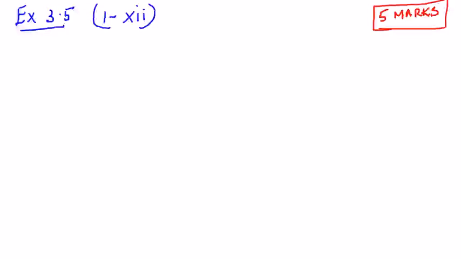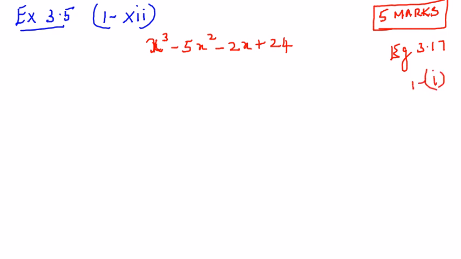Exercise 3.5, the first sum, the 12th subdivision, which is factorize x cube minus 5x squared minus 2x plus 24. You have to factorize using synthetic division, right? This is a 5-mark question. It is similar to example 3.17 and the same exercise, the first subdivision and the first sum. So these are the things that we have already done. Okay, you can also refer these. So let's get started with this.